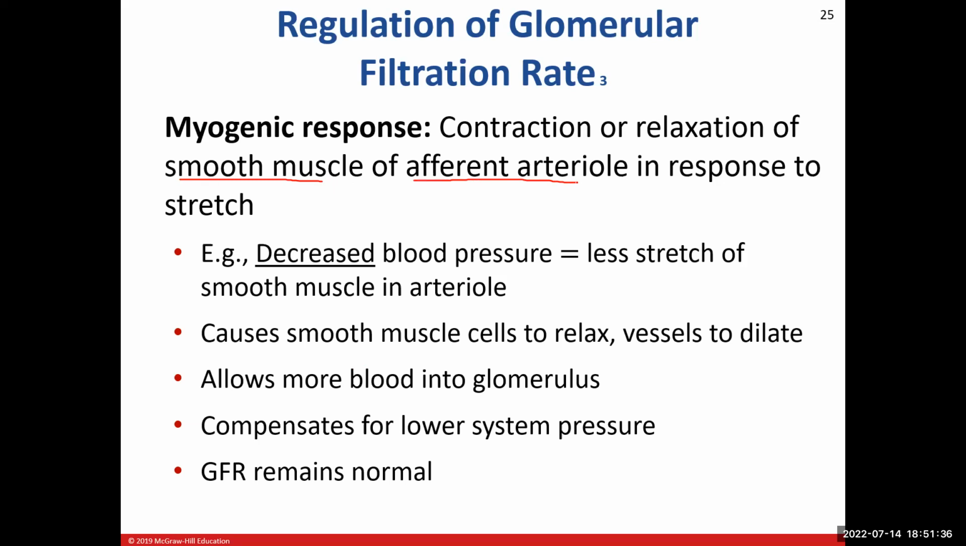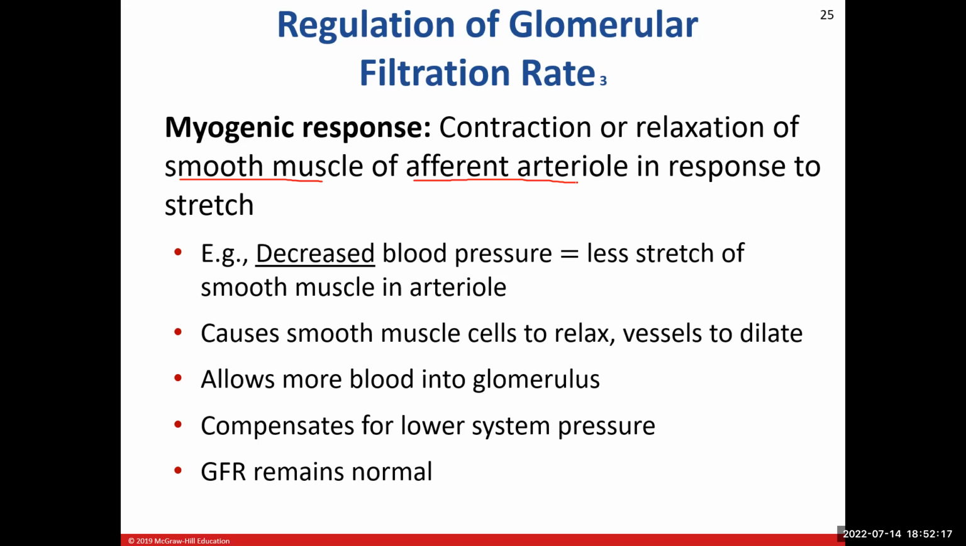The myogenic response is either going to be contraction of the smooth muscle or relaxation, but it depends on the amount of pressure. As you know, if we increase pressure, we increase stretch on the blood vessel wall. If we decrease pressure, we decrease the stretch. So in the example listed here, we get a decreased blood pressure, so we decrease the stretch. Because there's less pressure going through that blood vessel, that's going to cause the smooth muscle cells in the walls of the afferent arteriole to relax.